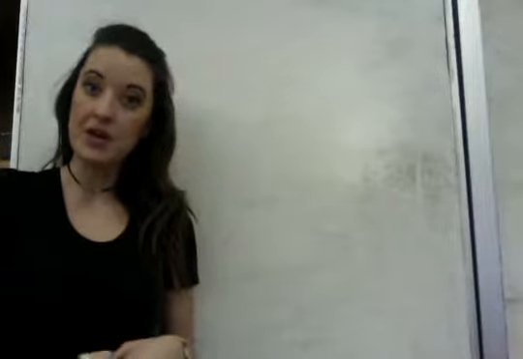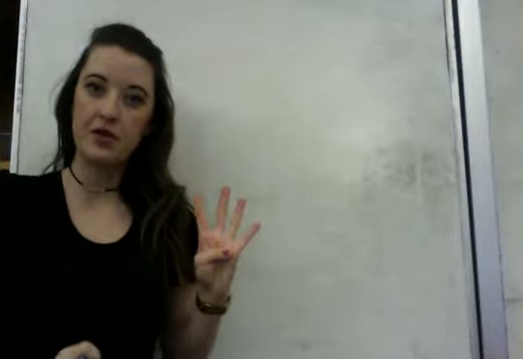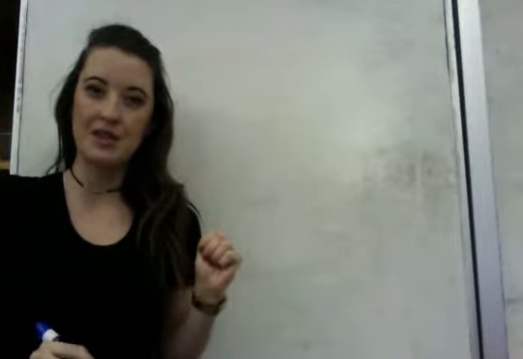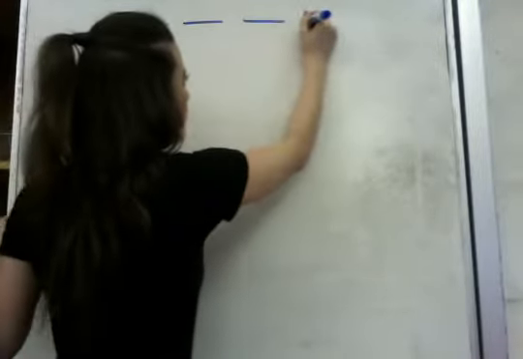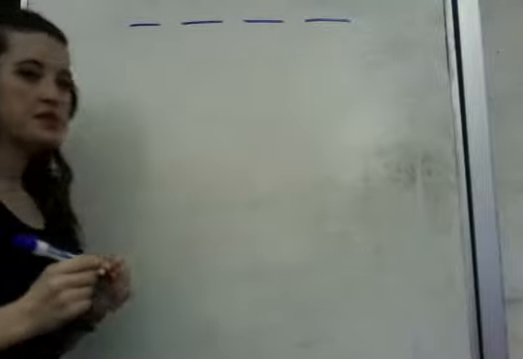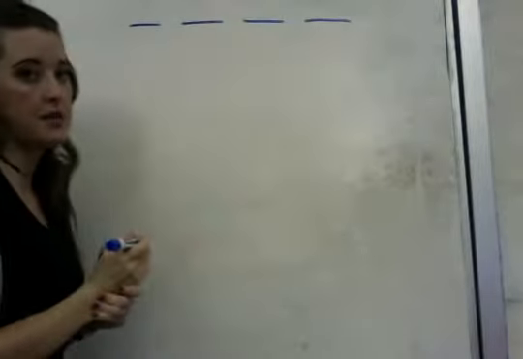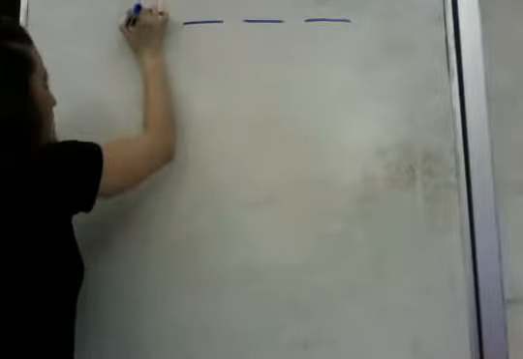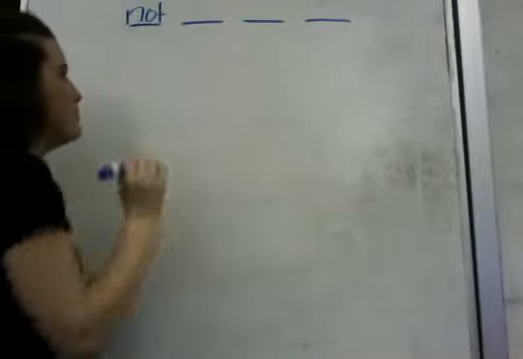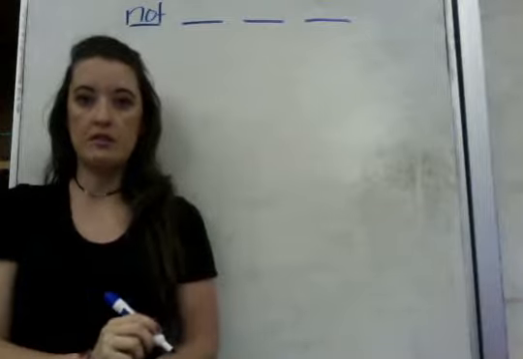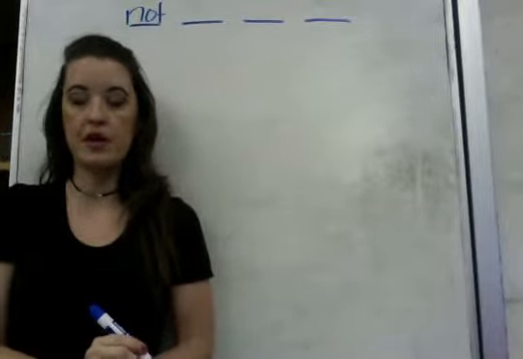Hi boys and girls! This week we are going to be working with contractions and we're going to be learning 4 different contractions. So let's draw 4 lines at the top of our board. 1, 2, 3, 4. Our first contraction that we're going to be looking for is the contraction of not. So let's say and write not at the top of our first line.